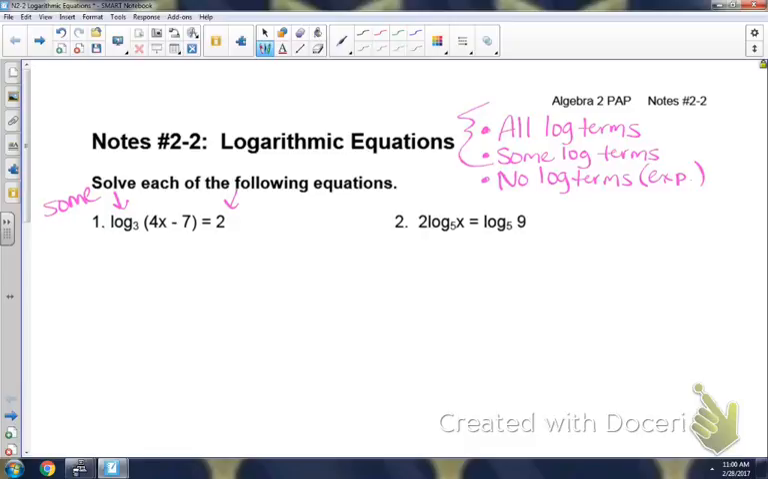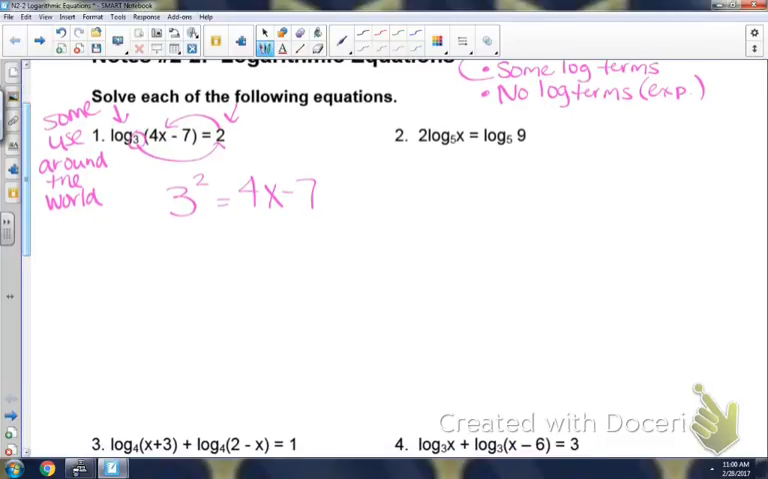If it is some, in order to get rid of the log, you're going to use around the world, which we talked about. Before you can use around the world, you have to have one log that equals a non-log. And notice we already have that. So we're going to start out by changing it to exponential using around the world. Our base is 3 squared equals 4x minus 7. So 3 squared is 9.